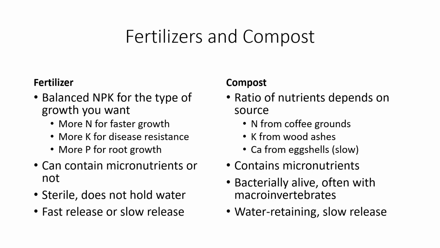A fertilizer is balanced NPK, that's nitrogen, phosphorus and potassium for the type of growth you want. You can balance this fertilizer. You can give it more nitrogen, this causes faster growth, more potassium for disease resistance, and more phosphorus for root growth. Especially recommended here in the Pacific Northwest to give phosphorus to your lawns because it helps them grow roots before the dry season. Fertilizer can contain micronutrients or it cannot. It really depends on the fertilizer you buy.